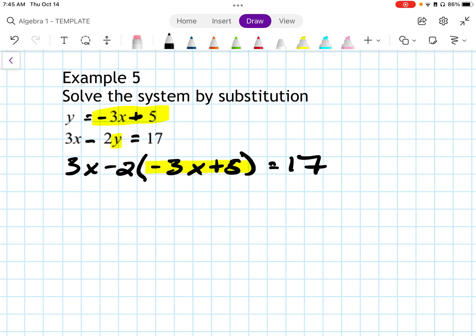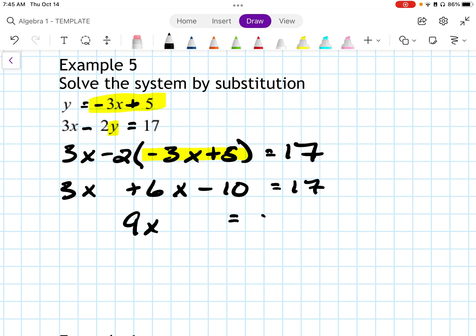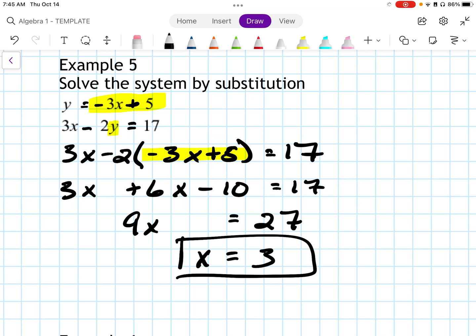We have done the substitution now. Now we just have to solve this equation. We have 3x, that'll be plus 6x minus 10 equals 17. So 9x equals 27 and x equals 3. But we're not done yet. We have to plug back in to get our y.